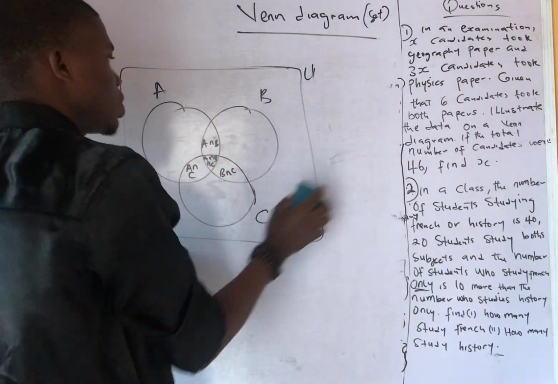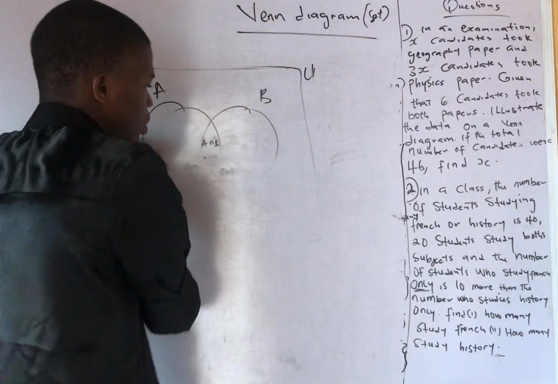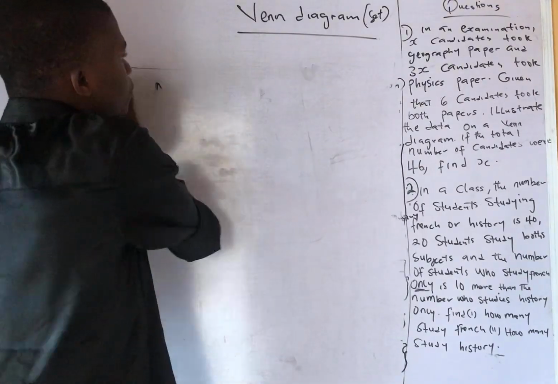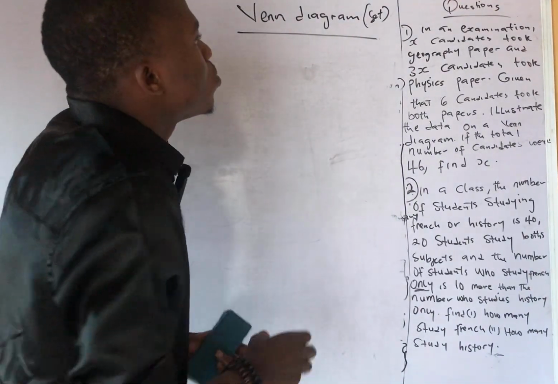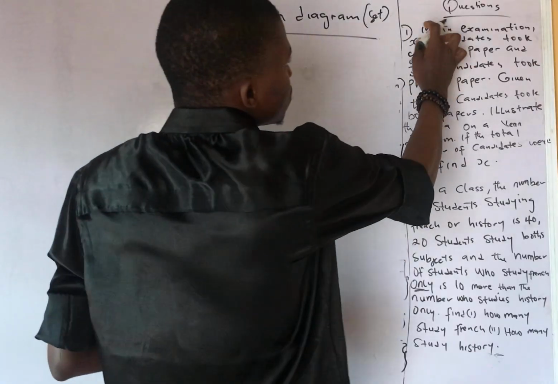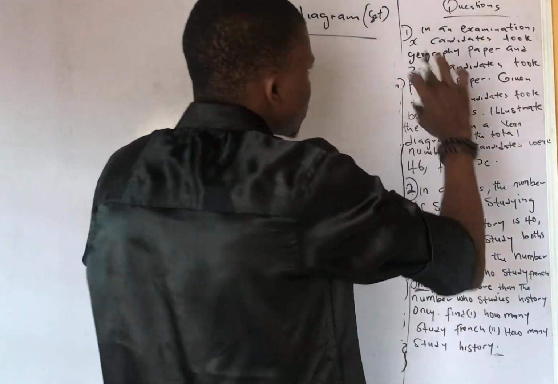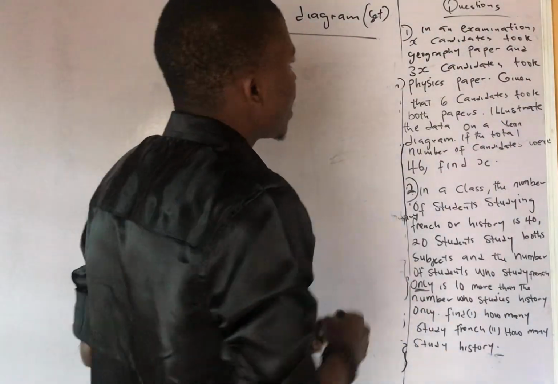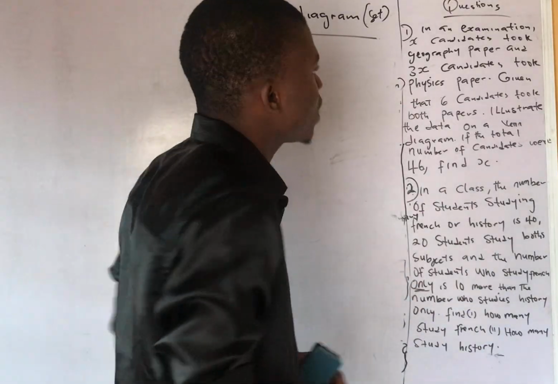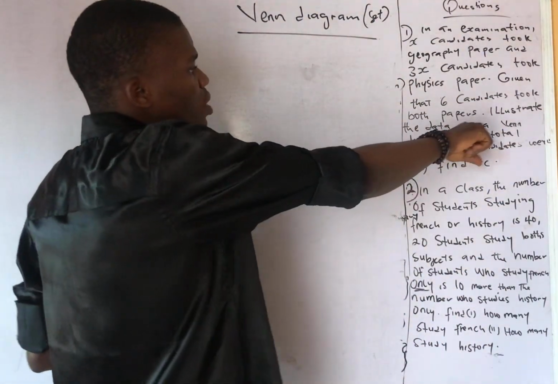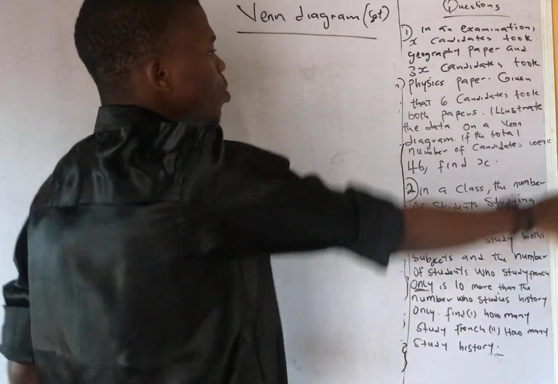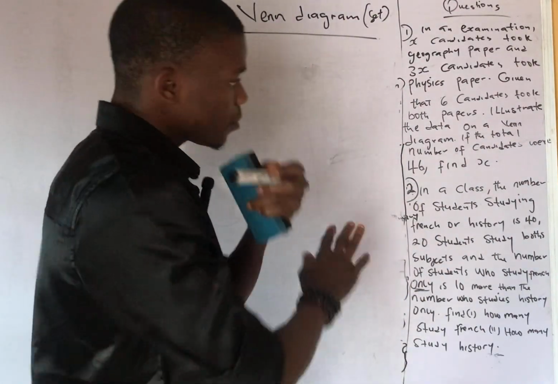Let's solve some questions directly before we call it a class. Now let's move on to the question we have on the board. They said in an examination, X candidates took geography paper and 3X candidates took physics paper. Given that 6 candidates took both papers, illustrate the data on a Venn diagram if the total number of candidates here was 46. Find X.